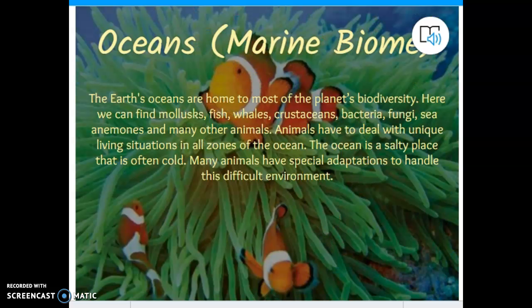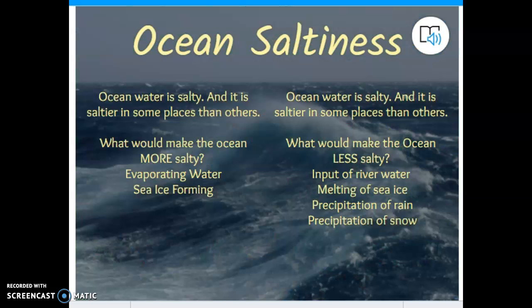As we've mentioned, the oceans are very biodiverse. When you're talking about biotic examples, you could use some from this slide: mollusks, fish, whales, crustaceans, bacteria, fungi, sea anemones, and many, many other creatures live there. And they have all adapted to the fact that the ocean is salty and it's often cold. Places are more salty, and what would happen is if there's more water evaporating or sea ice is forming, it causes it to be more salty. And if it's less salty, you have fresh water running into the area, or possibly sea ice melting, or even rain.